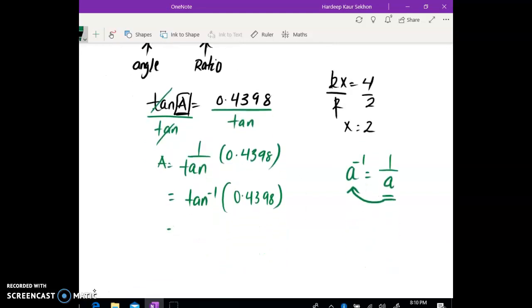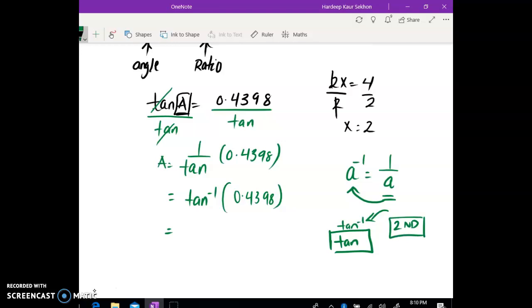0.4398. So in your calculator now, you have to press the second option on the left hand side, depending on the calculator you have. Make sure there's a button, tan. Right above tan, you will see a tiny tan -1. That's called tan inverse. In order to use this button, you are going to use the second option on the left hand side of your calculator.